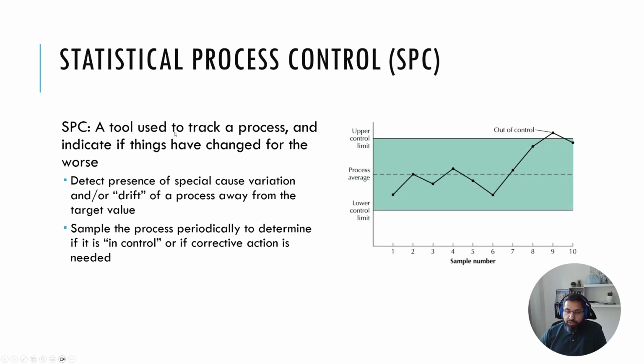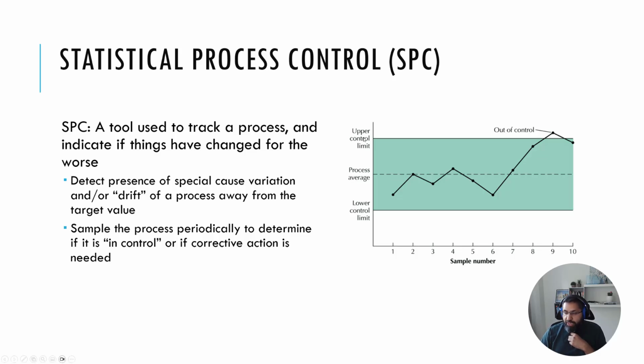Statistical process control is a tool used to track a process over time and indicate if things have changed for the worse. It detects presence of special cause variation or drift of a process away from the target value. It samples the process periodically to determine whether it's in control or not. If it's not in control, then you have to investigate, check what's happening and then resolve the issue. So it kind of rings the alarm. It's like a safety mechanism that's going to ring an alarm and notify you that something is probably wrong with your process. You need to investigate and fix it.